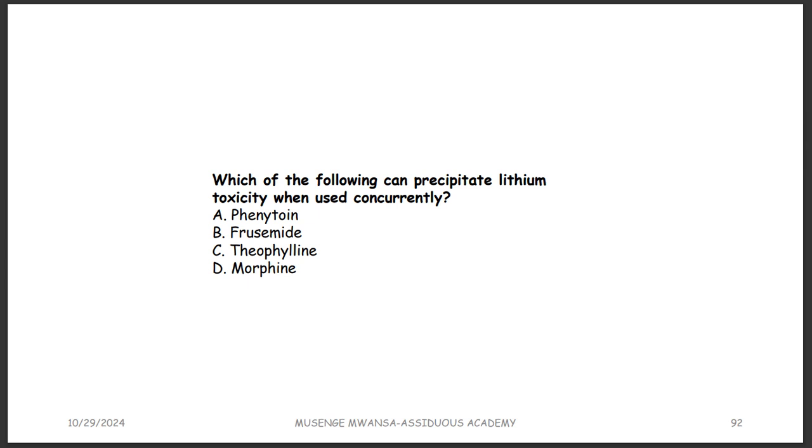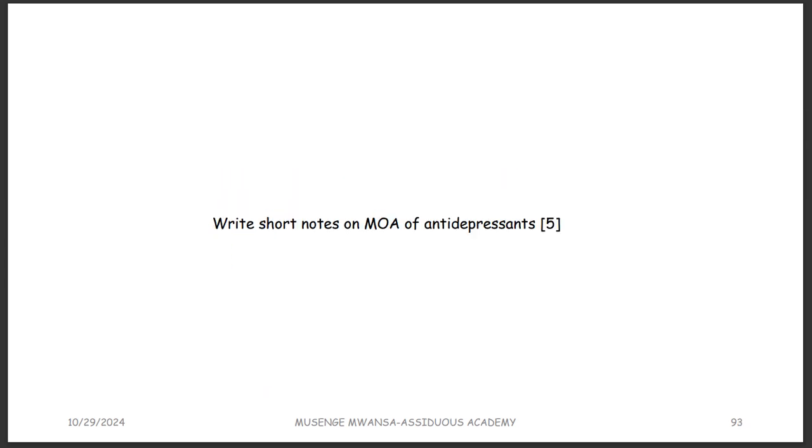Remember the drugs that can increase the toxicity of lithium: drugs that promote urination, like the loop diuretics, the thiazides, the NSAIDs. So what? B? Which one? Okay, B. Thank you so much. Yes, we expect B to be the one because it is an antidiuretic.